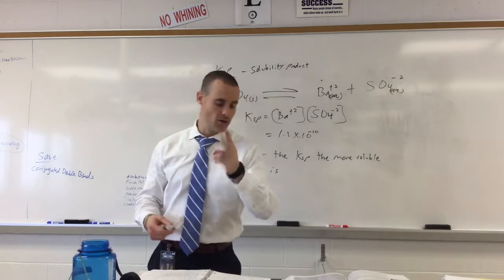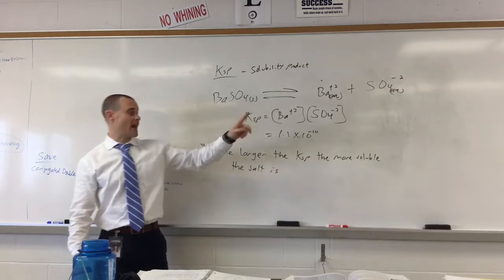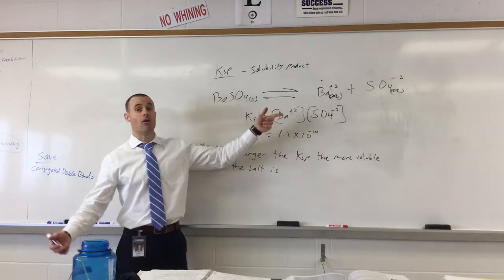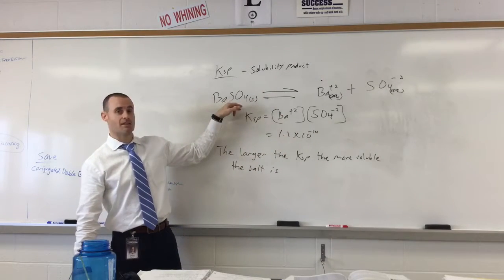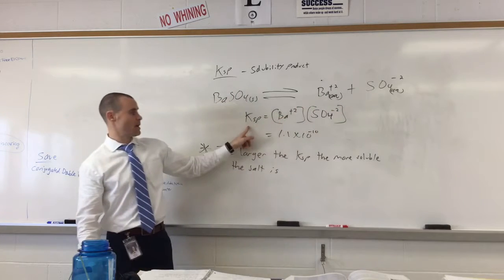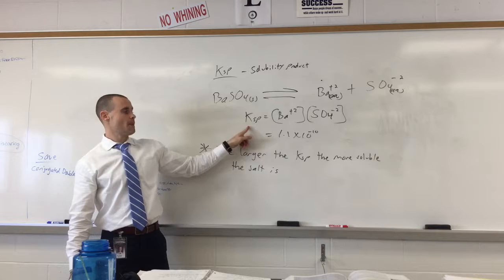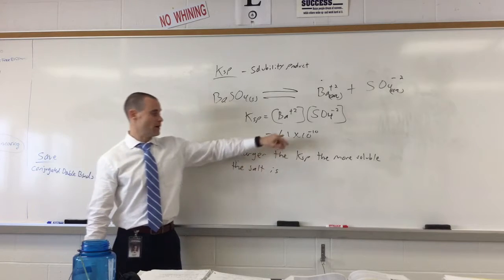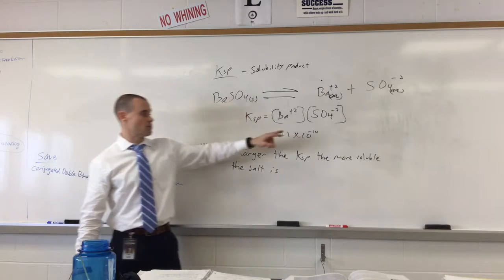So that's two things I wanted to teach you right off the bat. How to write the expression, which you already know: products over reactants, but we don't put reactants in. So it's just products times products, which are these two. That's how you set up a KSP equation. And now this: the bigger that number, the more soluble it is, the smaller that number.